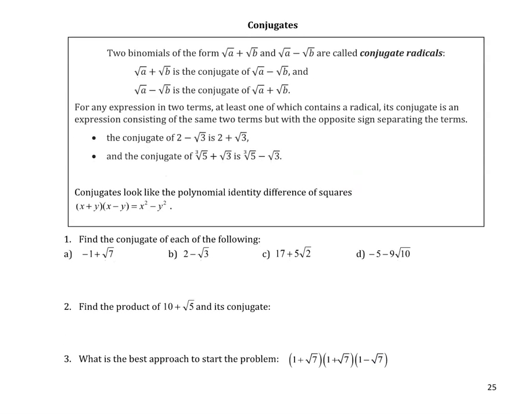So conjugates are two binomials of the form a plus b and a minus b. They're with radicals right there, and they are called conjugate radicals. So they look exactly alike except one of them is a plus and one is a minus. So skipping on down here, if I have 2 minus the square root of 3, its conjugate is 2 plus radical 3. Same thing with cube roots.